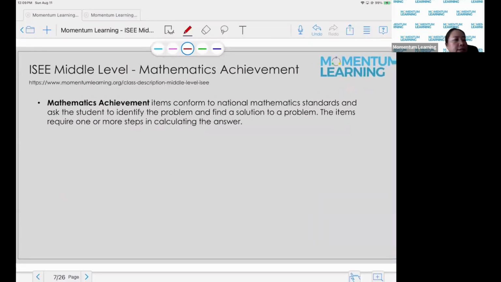We also have another section, mathematics achievement. It conforms to the national mathematics standards, and it will ask you to identify the problem and then find the solution. Usually you need to do multiple steps for that.